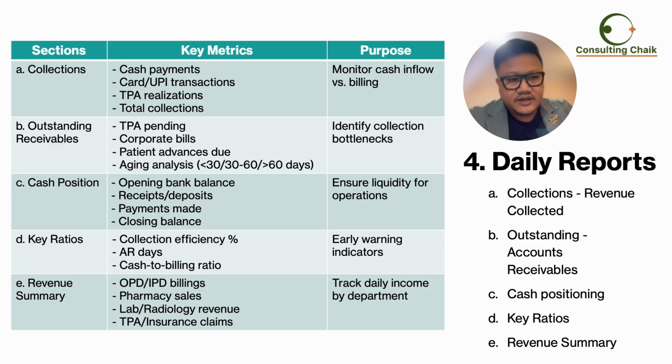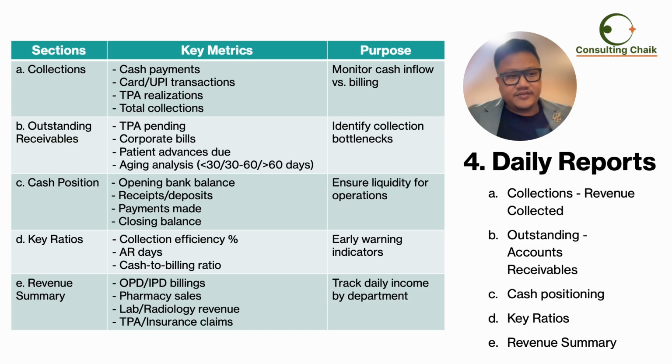Then comes your key ratios. We'll talk about these key ratios and these indicators in the later stages. That is slide number 7. Collection efficiency, AR, DSCR, that is your debt service coverage ratio, and cash to billing ratio. So these are your early warning indicators.